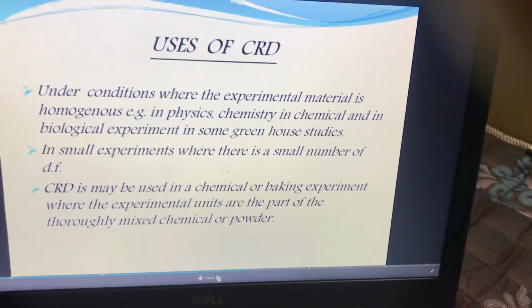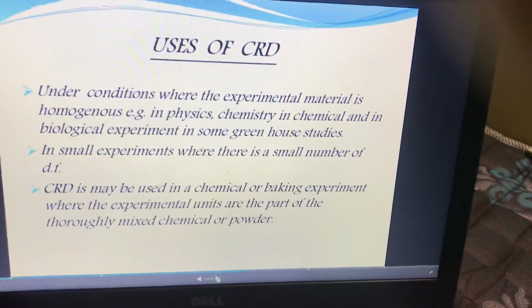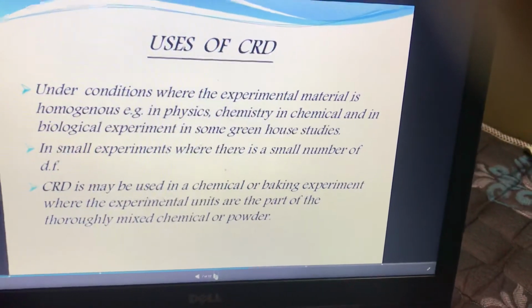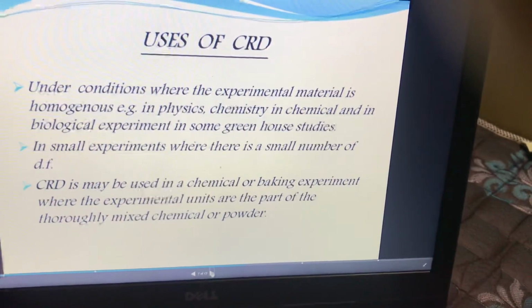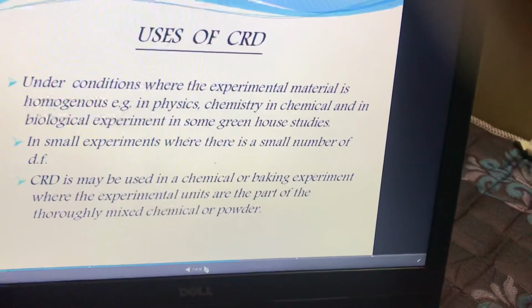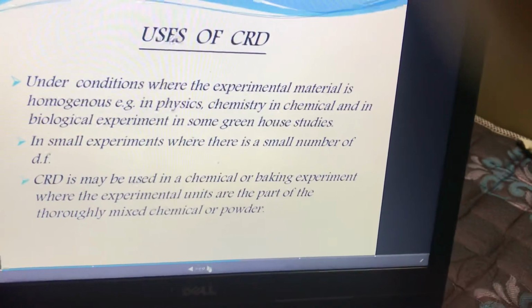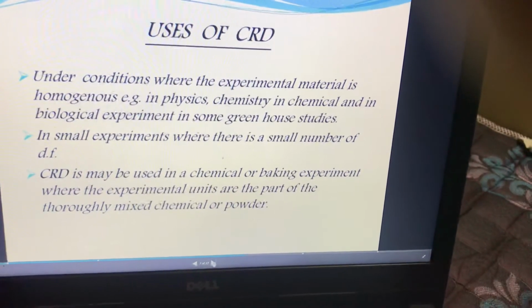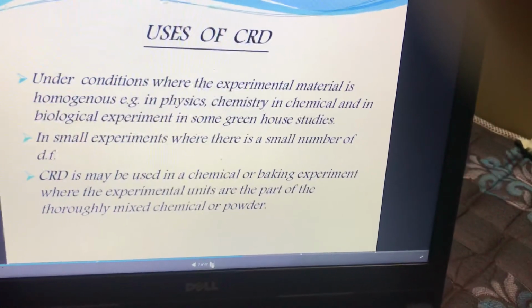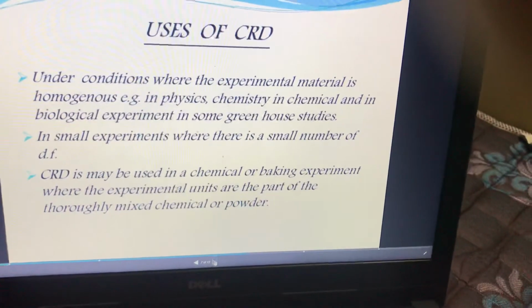Use of CRD. It is used under conditions where the experimental material is homogeneous, for example in physics, chemistry, chemical and biological experiments, in some greenhouse studies, and in small experiments where there is a small number of degrees of freedom. With a small number of degrees of freedom also we can calculate CRD.